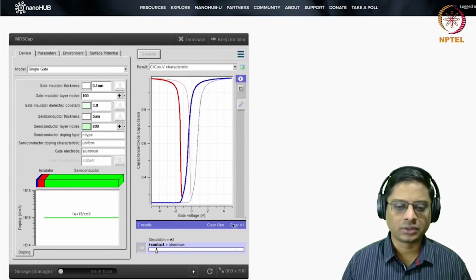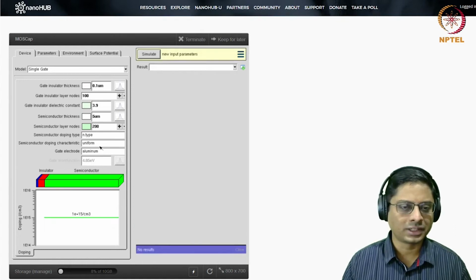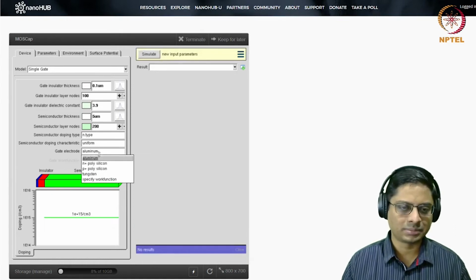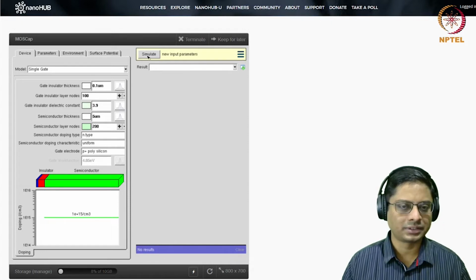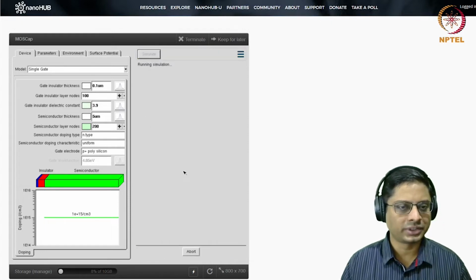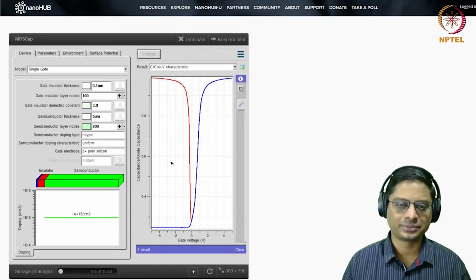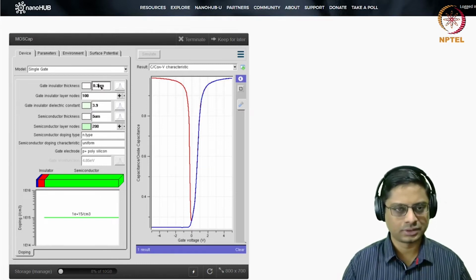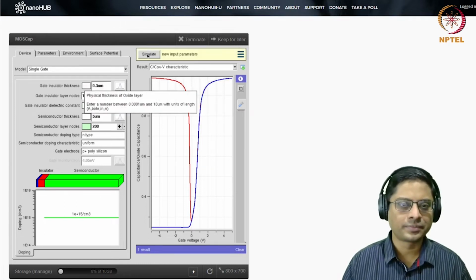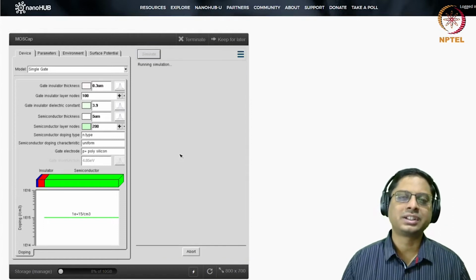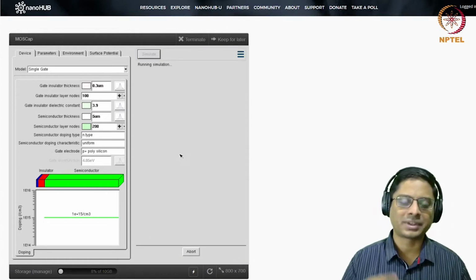All right. So now I'll clear again this one. I'll go back to my P plus poly. Keep it. I'll quickly load the result. Now what happens if I reduce my oxide thickness? Right? We studied that. You could check that out by increasing the oxide thickness and simulate it. So we saw that in the inversion, the capacitance was going up.